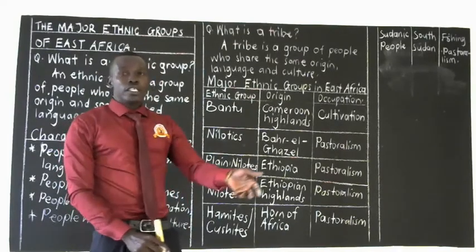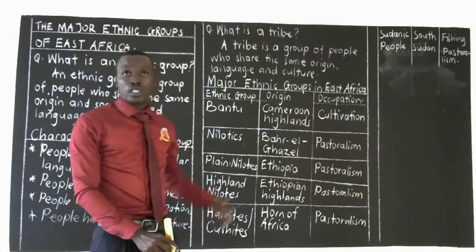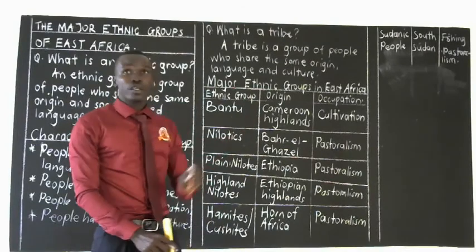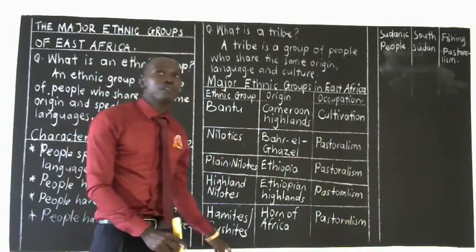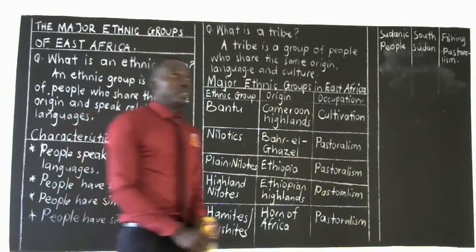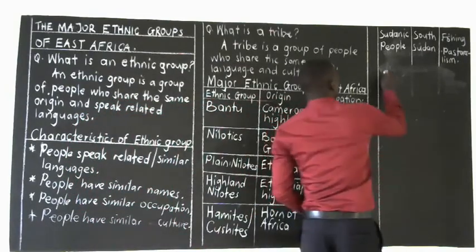In primary 5, we learned that the Bantu were the first to come to Uganda. Yes, to Uganda, Bantu were the first. But in East Africa, the Hamites or the Cushites were the first people to come. Let's write this note.